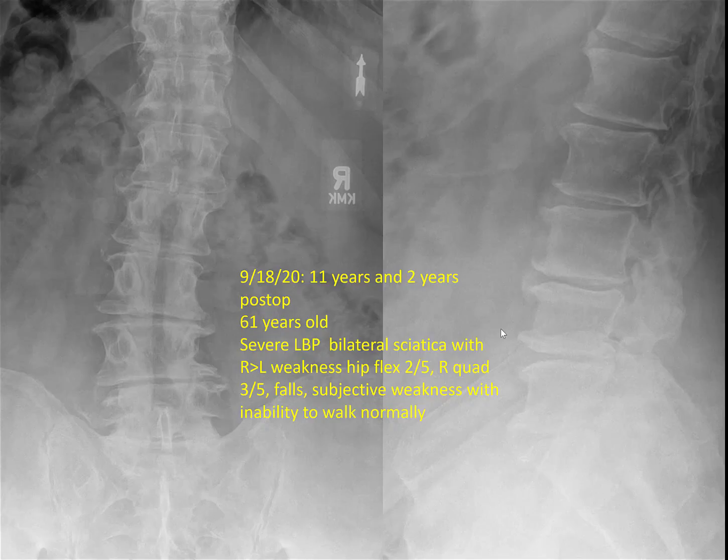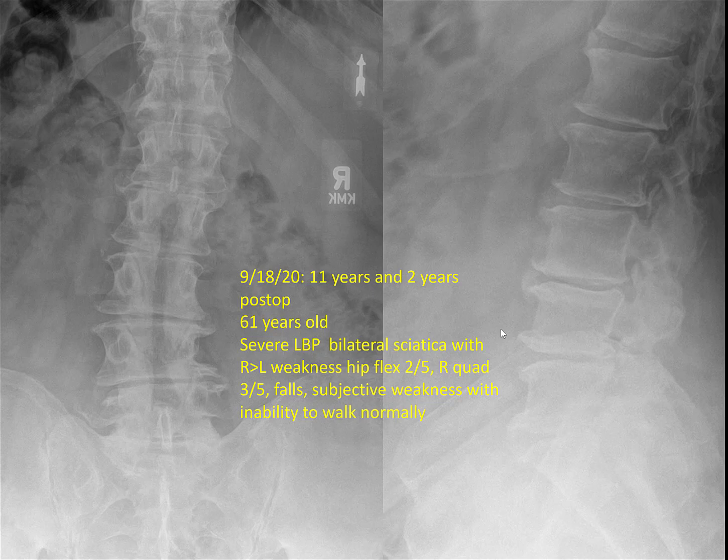Two years later, he comes back with the same problem, but this time it's worse. This time he has severe weakness. On the right side, his hip flexors are 2 out of 5. His quads are 3 out of 5. He's falling, and he says his legs don't work right.